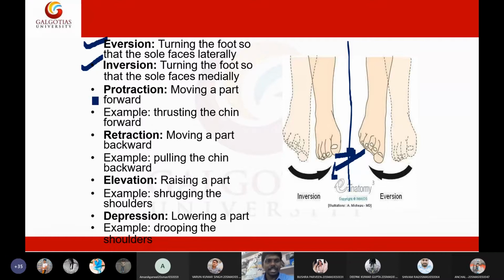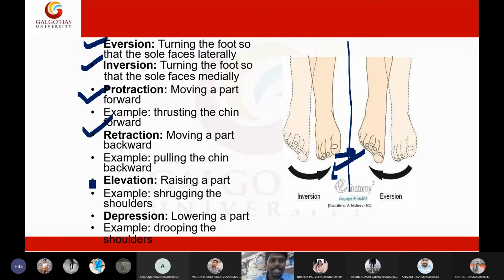Then protraction. Protraction means thrusting the chin forward. So if you are bringing your chin forward, that is called protraction. And if you are bringing the chin backwards to its normal position, that is called retraction. Retraction means backward movement of the chin, whereas protraction means forward movement of the chin.